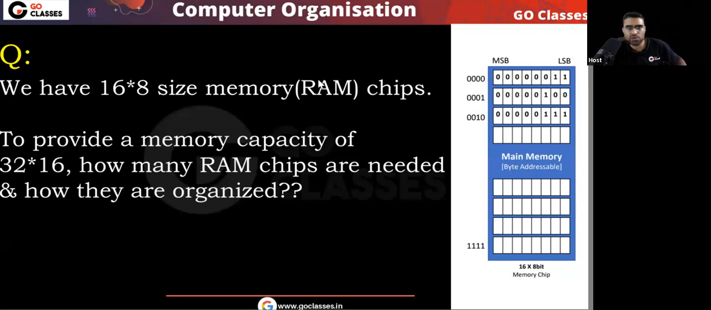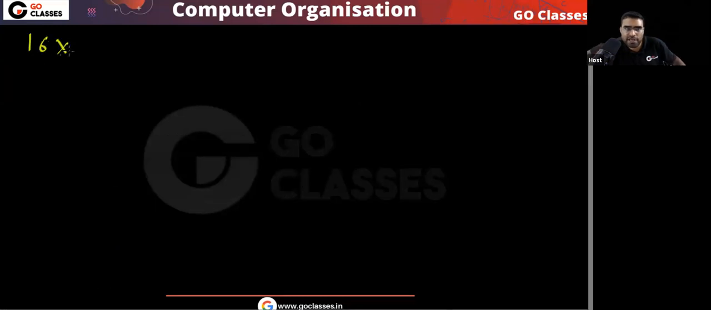Okay, let's solve this question quickly. We have 16 by 8 size memory chips, and what we want is a 32 by 16 memory chip. Now you tell me, is this a vertical arrangement or a horizontal arrangement? Read the question carefully and tell me. We have 16 by 8 memory chips and we want a 32 by 16 memory chip.